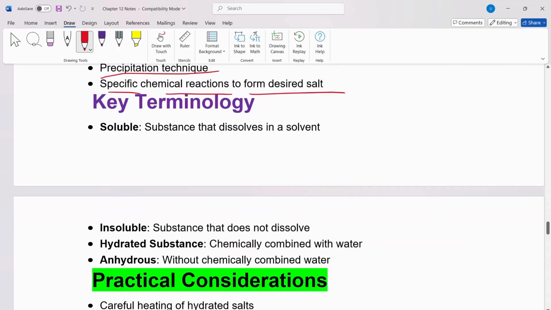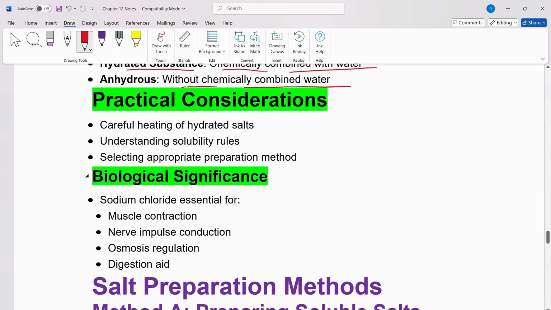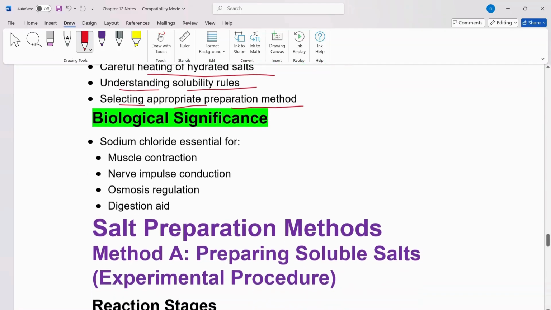Some key terminologies important here. Number one, soluble, which means a substance that dissolves in a solvent. Insoluble, a substance that does not dissolve in a solvent. Hydrated, substance chemically combined with water. Anhydrous, without chemically combined water. Some careful practical considerations, like careful heating of hydrated salt, understanding solubility rules, selecting the appropriate preparation method, are crucial.